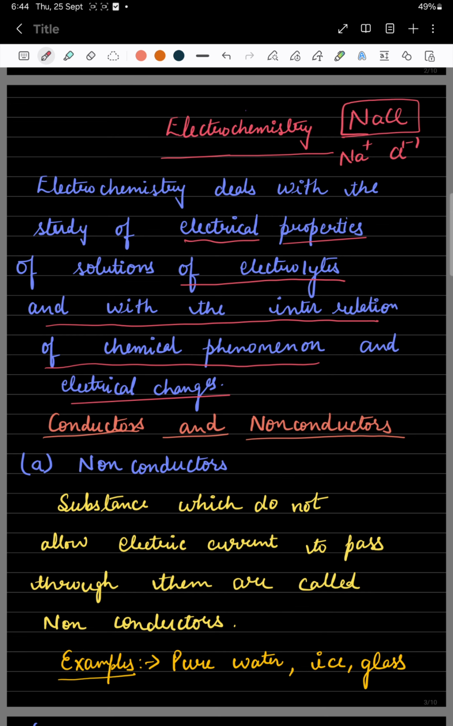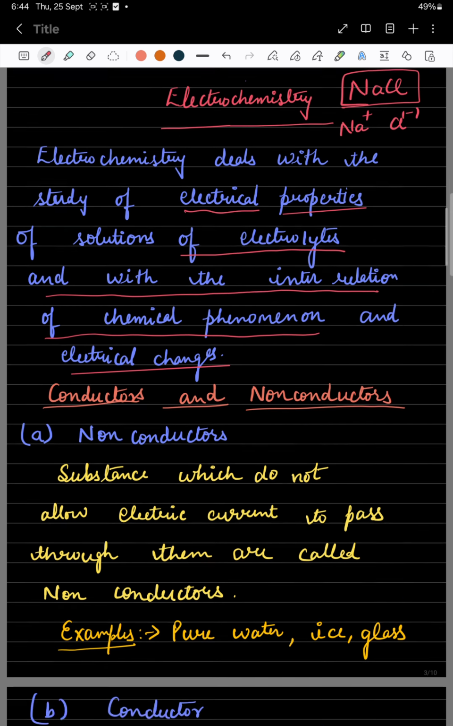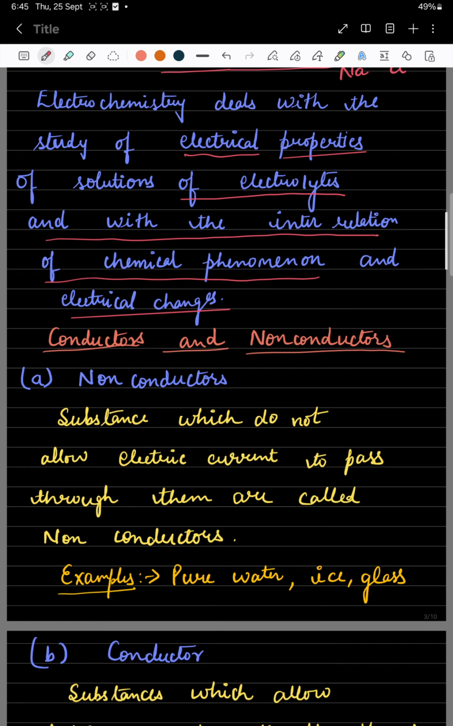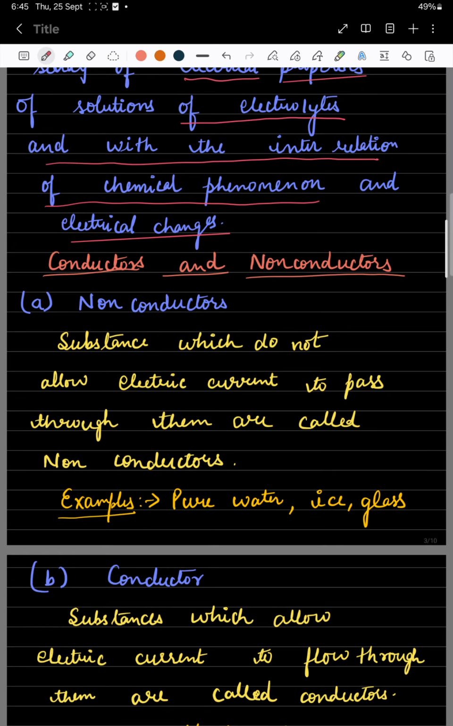Now here we can easily understand that electrochemistry is nothing but a relationship between electrical energy and chemical species. Further in detail we will study. Now after this, we need to understand what are conductors and non-conductors. See students, today we have studied about electrolytes. Electrolytes have a capacity to pass electricity through them.